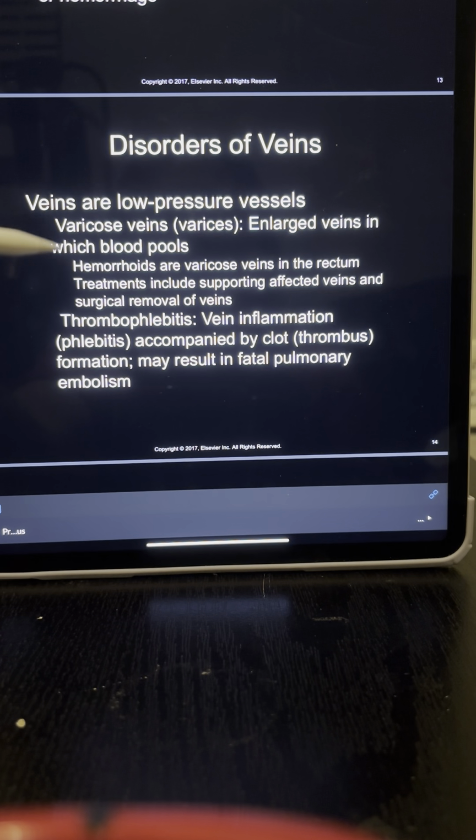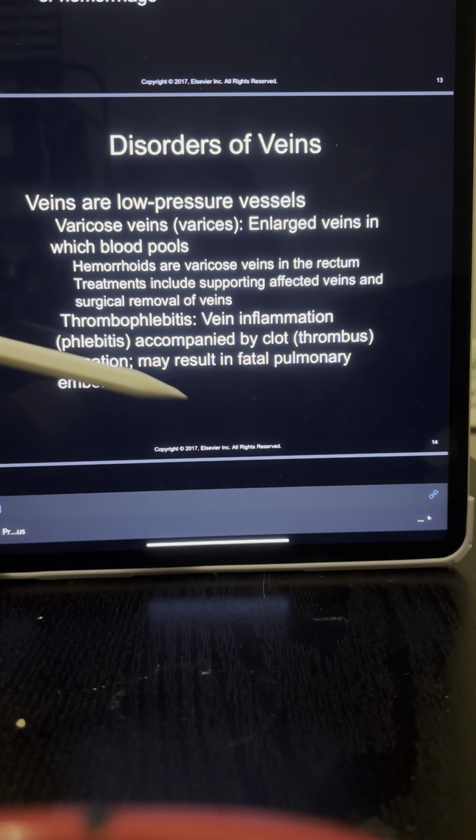Varicose veins are enlarged veins in which blood pools. So my veins are going to get wide, and because there's not a lot of pressure to push the blood back up to the heart, gravity is going to pull that fluid down, and it's going to start to pool in my lower extremities.